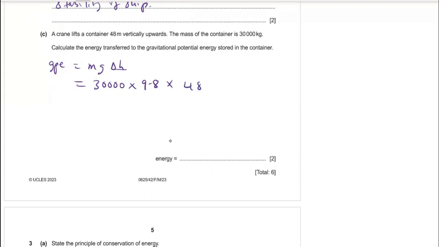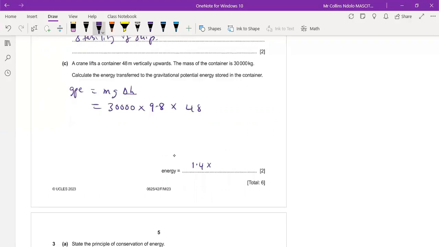So that is 30,000 times 9.8 times 48. That gives us 1.4 times 10 power 7 joules of energy.